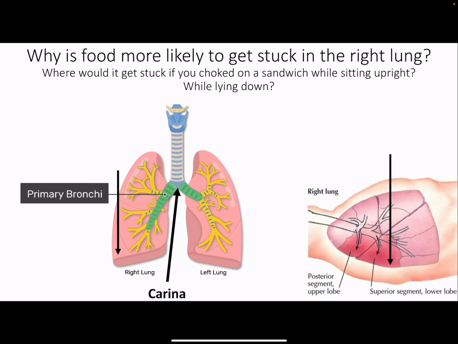So food, if you aspirate food, it's likely to get stuck in the right lobe. That's because this is both wider and shorter, and it's more vertical. I mean, you can see that clearly from the picture. Now, if you swallow something while you're standing or sitting, gravity is going to bring that food to the right lung, and it's going to bring it down to here. So it's going to go to the lower part of the lower lobe.